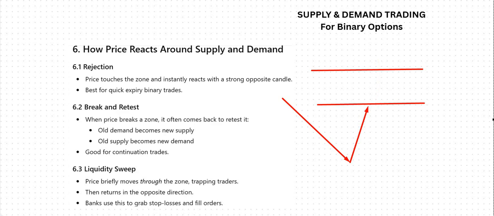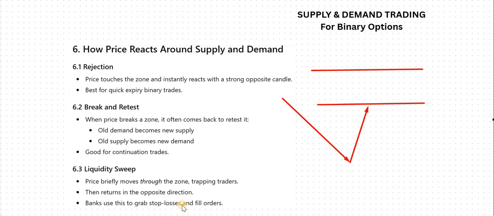This is what the big banks and the professionals do. They manipulate our emotions. They just need you to think in a certain way, and they make you believe it is true. So you see, like what it says here, price briefly moved through the zone, trapping traders, then it returns in the opposite direction. So the bank used this to grab stop losses.